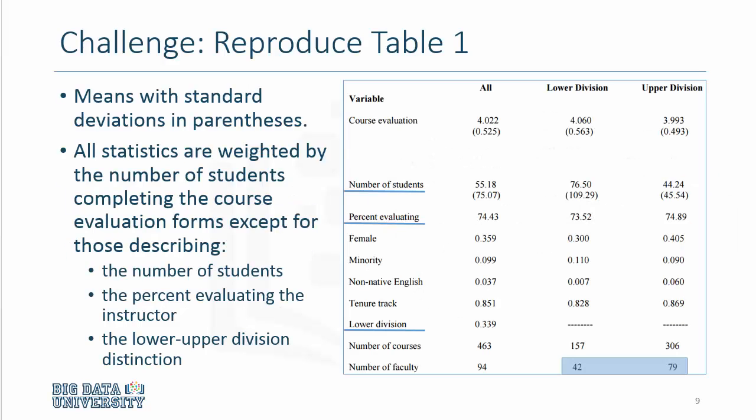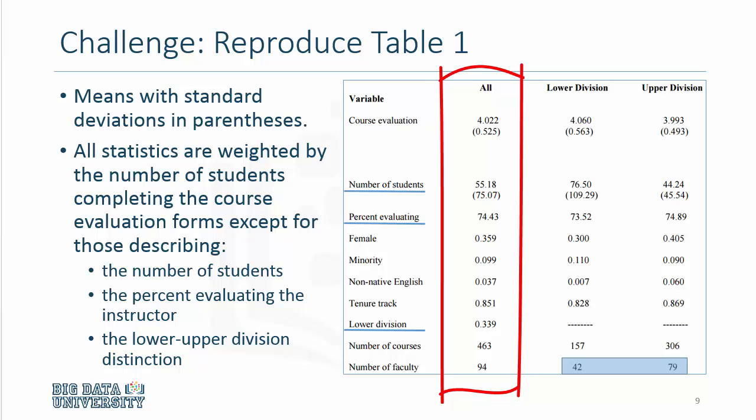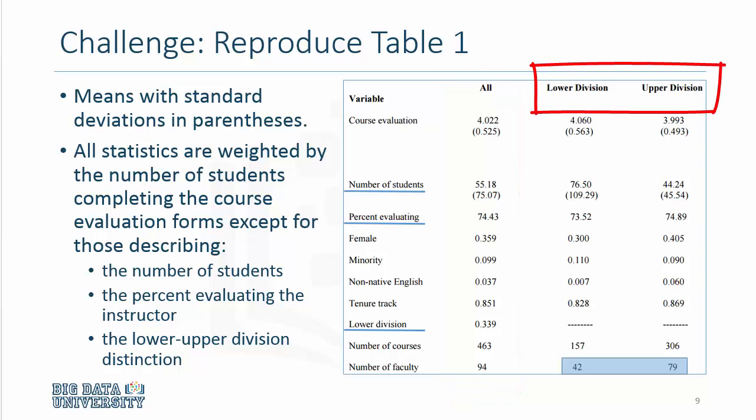The table lists the variable names in the first column, and then it presents the tabulations in 3 columns, where the dataset comprising all observations is tabulated in column 1. Later, the authors divided the data into lower division and upper division courses, and then reported means, standard deviations, and counts for the same variables, but first focusing on lower division courses and then on upper division courses.